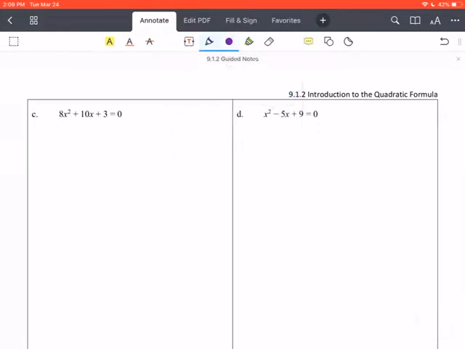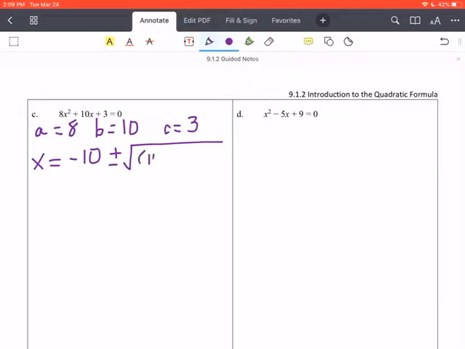Two more. Keep going if you're getting the hang of it. Okay, we have A equals 8, we have B equals 10, and then we have C equals 3. So now we are going to apply the formula. X equals, what's the opposite of 10? -10, plus or minus the square root of, we have 10 quantity squared minus 4 times my A is 8, my C is 3, and then all of this is over 2 times 8.